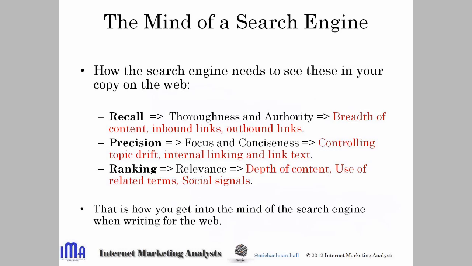But this is how you get into the mind of the search engine when writing for the web, focusing on thoroughness and authority through breadth of content, inbound links and outbound links, focus and conciseness by controlling topic drift, internal linking, and the link text, and then ranking and relevance by looking at the depth of your content, the use of related terms, and then social signals as much as possible. One thing I'll say about social signals, you don't necessarily have to have a link pointing to your page for a social signal to count. If they just mention your company name or your site name, that actually counts as a social signal as well.